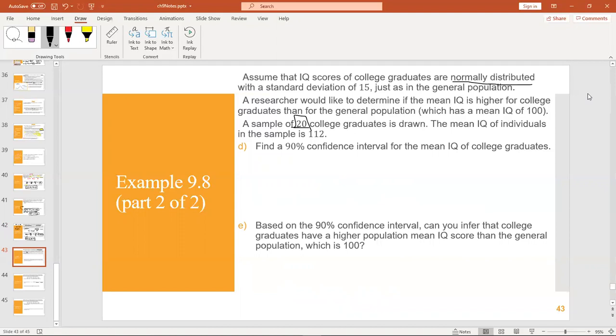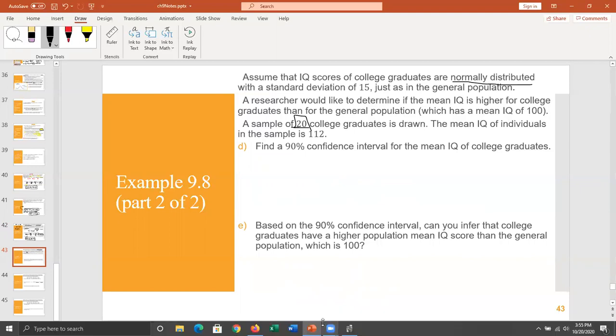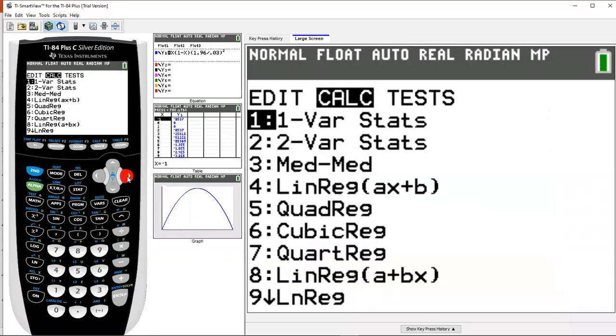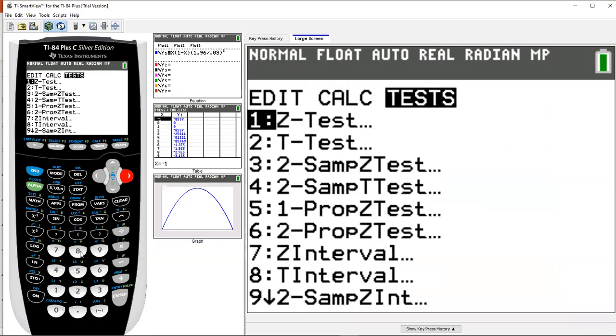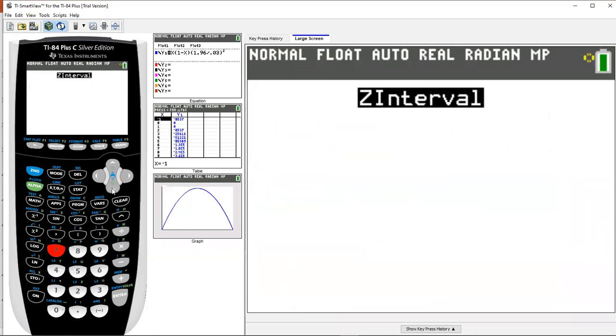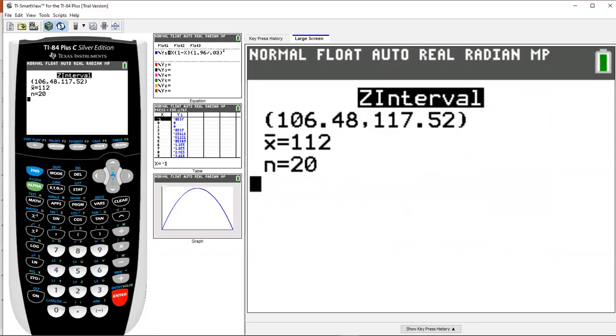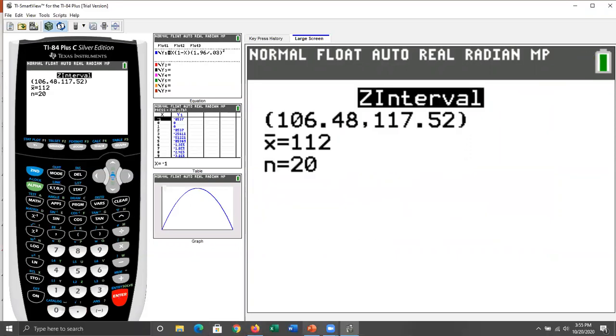All right, find a 90% confidence interval. This is going to be much the same. We're going to do stat, go over to tests, pick option 7, change our confidence level to 0.90. You get 106.48.